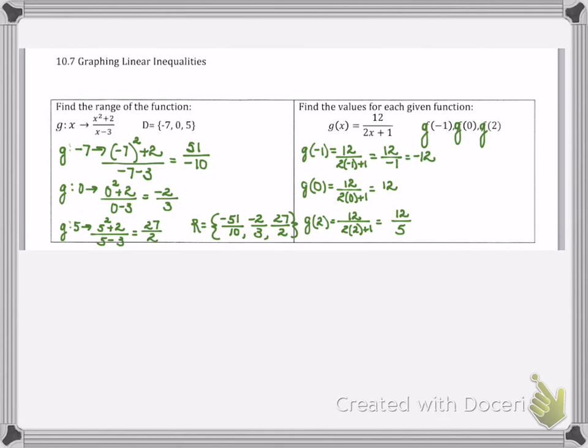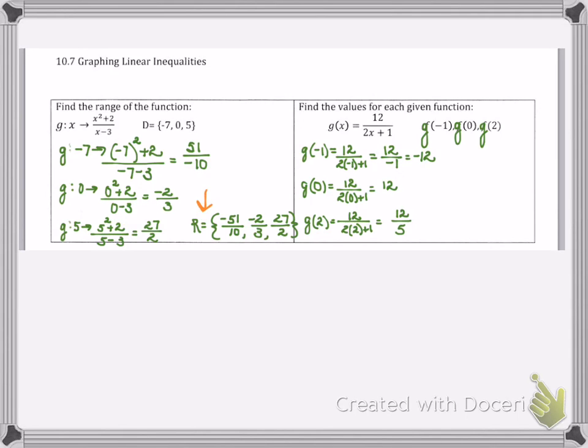So you'll see that I replaced x with -7 for the first plug-in on the first warm-up question, to get 51 over -10, which you could also reduce to -5.1. G of 0 is -2/3, and G of 5 is 27/2. When they ask for the range, we're going to put that in set braces with a capital R or the word range to represent the range of the function.